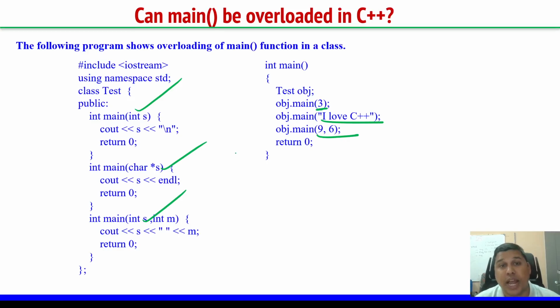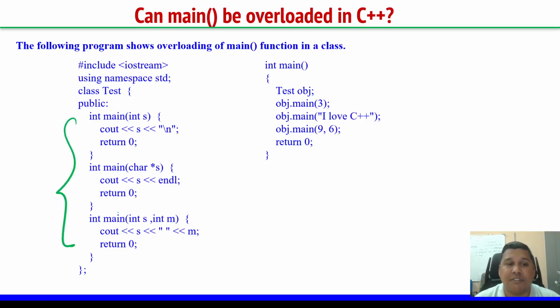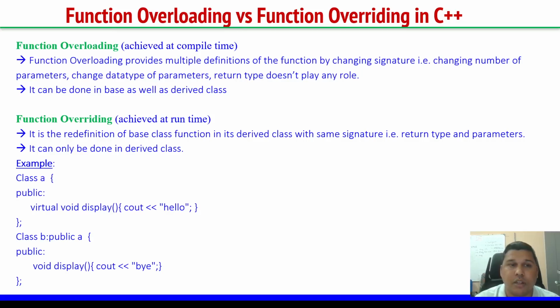Normal. So if someone asks you, can main be overloaded, or someone forces you to somehow overload main, to apply function overloading for main, then the only option is creating a class, defining those functions like this as public functions, and then accessing them using the object of the class. This way we can overload main in C++, right? I hope it is clear.